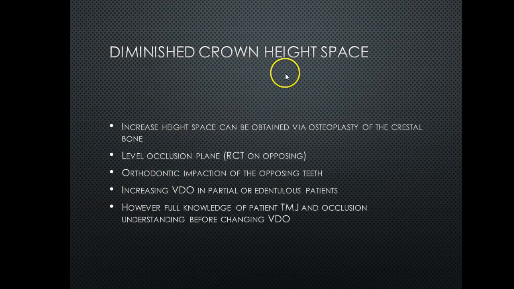In case of diminished crown height, we can increase it by doing alveoplasty. We can even do a root canal on the opposing teeth. Orthodontic impaction, again, I've hardly ever done that, but usually alveoplasty on the crestal is one of the first things we do. You can also increase the vertical dimension, but if you don't know the status of the TMJ, or if the patient has TMJ issue, or even occlusion issue, we don't recommend that. But usually alveoplasty is one of the better ways to do it, especially if you're doing a full mouth, full arch restoration, either on the maxilla or on the mandible.